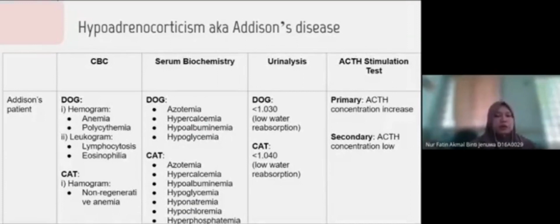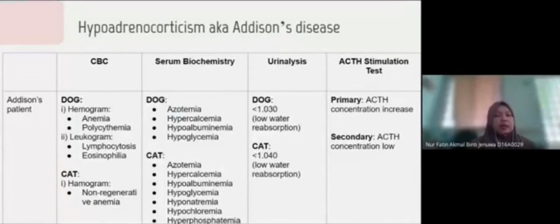So next we move on to the urinalysis. The patient that has hypoadrenocorticism will have a low urine specific gravity. This is because the urine will be diluted, because the water cannot be reabsorbed back into the body. So all the water will be excreted out as urine. Because of that, the urine will be diluted.